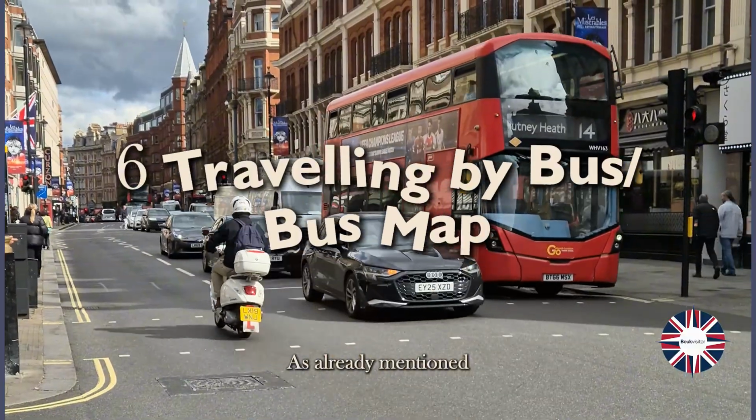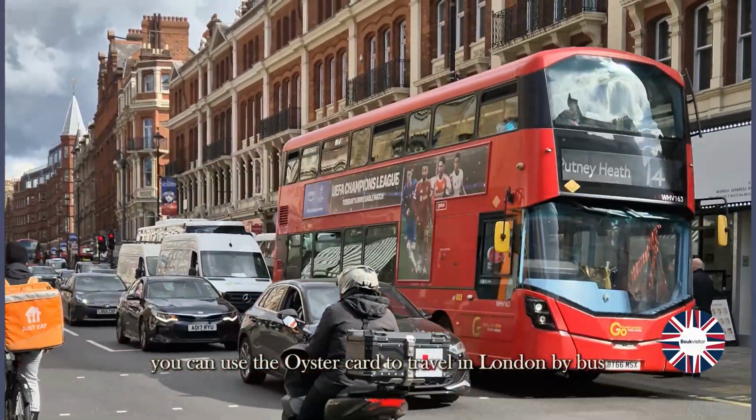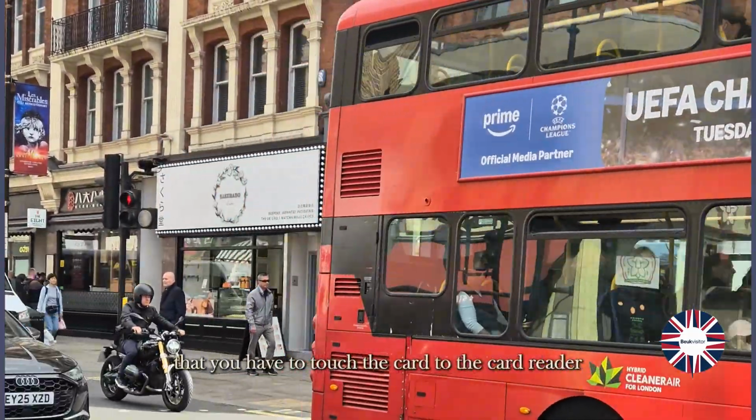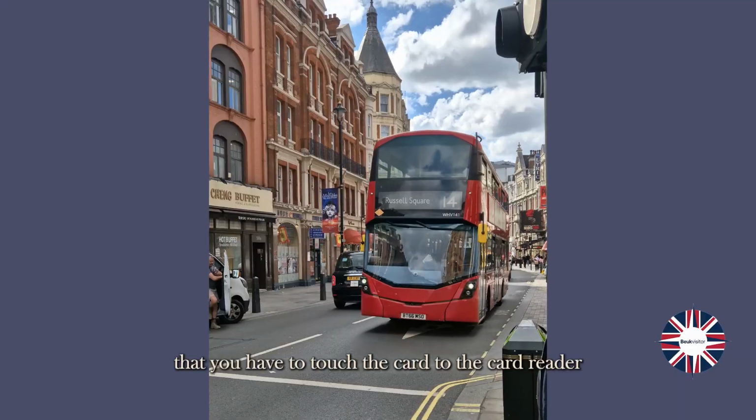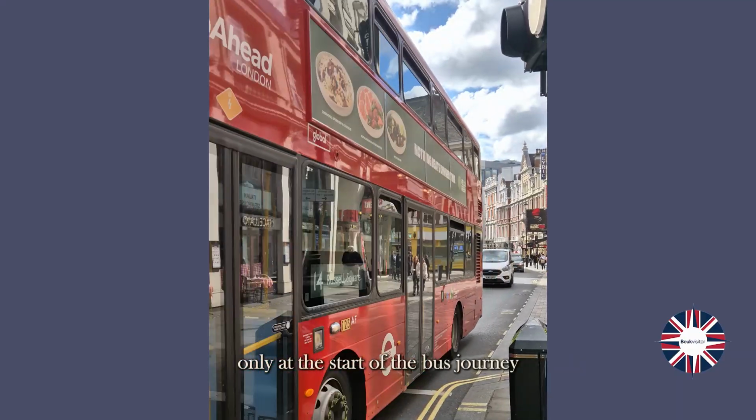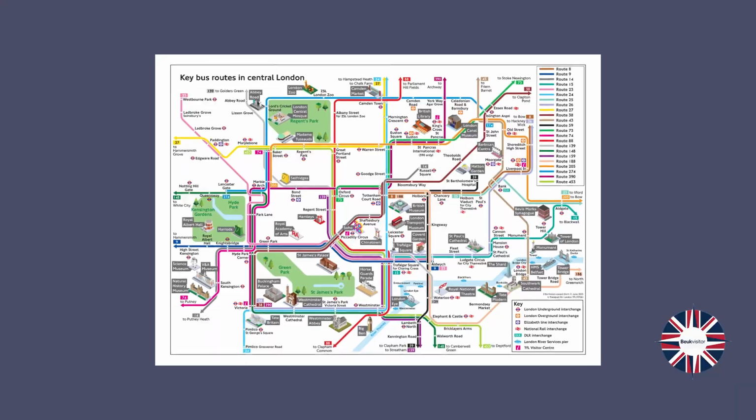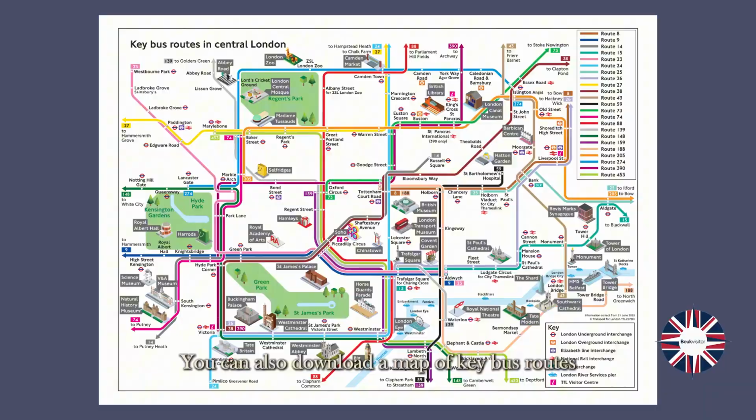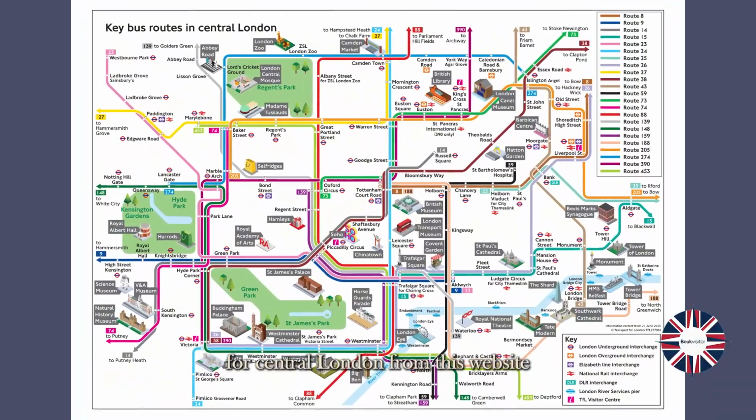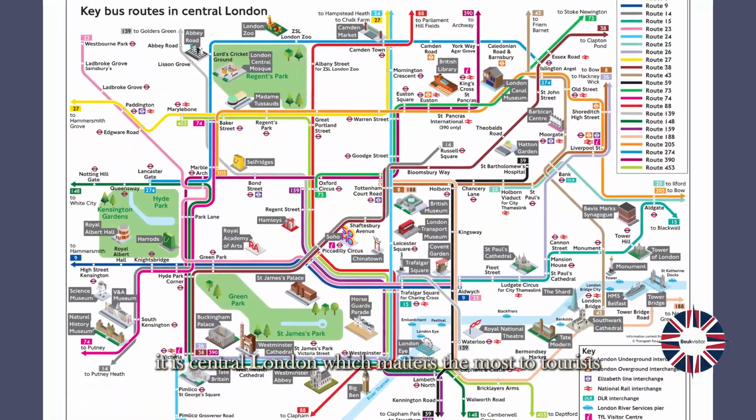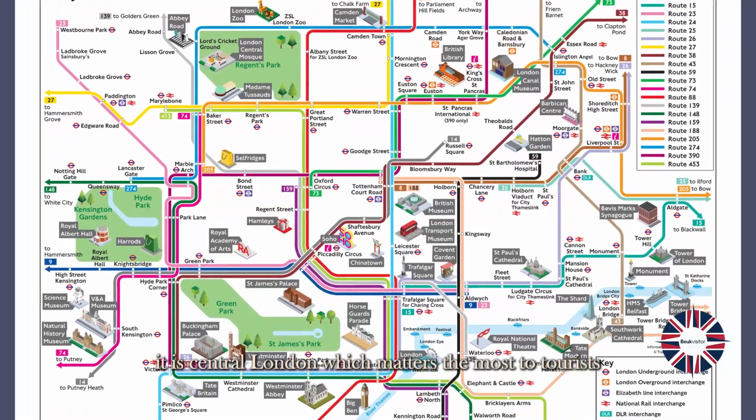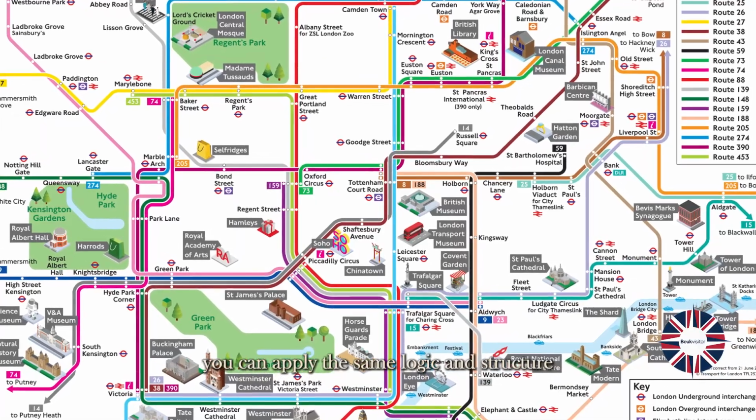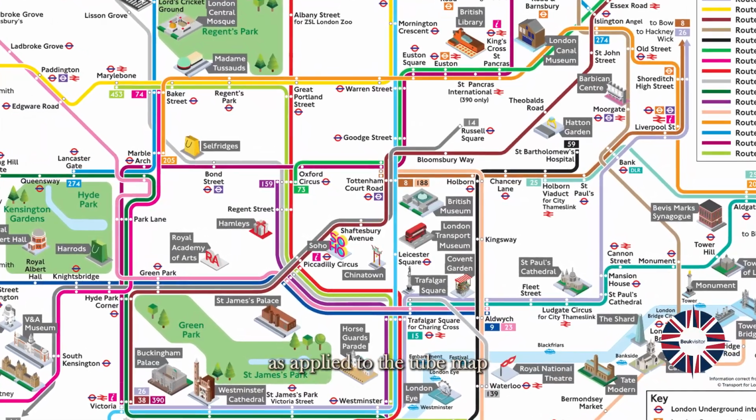As already mentioned, you can use the Oyster Card to travel in London by bus. Please keep this in mind though, that you have to touch the card to the card reader only at the start of the bus journey, and you don't need to touch out. You can also download a map of key bus routes for central London from this website. Of course, it is central London which matters the most to tourists. To understand the map, you can apply the same logic and structure as applied to the tube map.